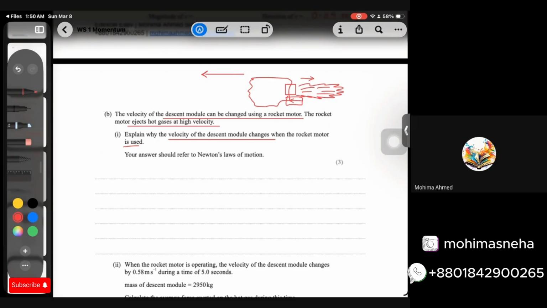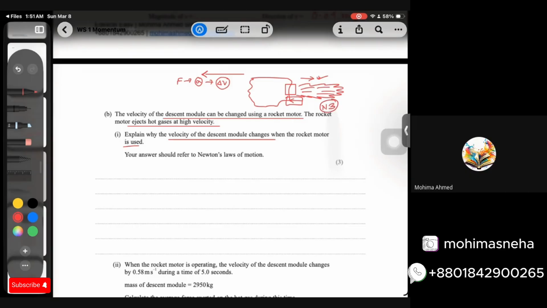There's an external force. A force means it has an acceleration. Acceleration means there will be a change in velocity, right? And the idea of the motor providing a force on the gas, and the gas providing a force of equal and opposite magnitude on the descent module, that is your Newton's third law.